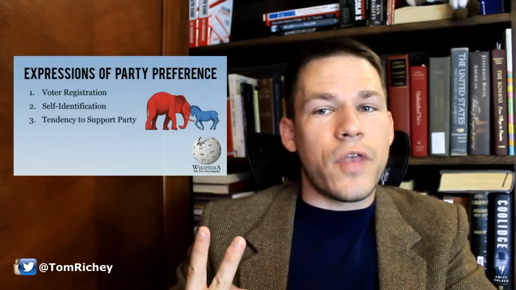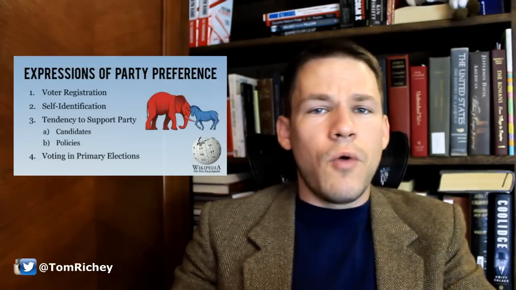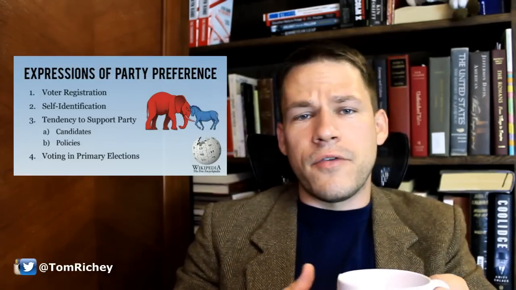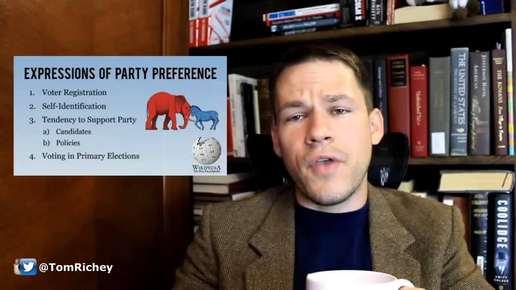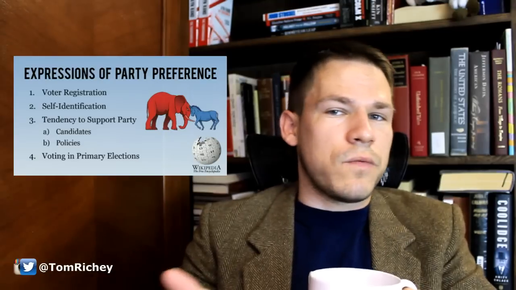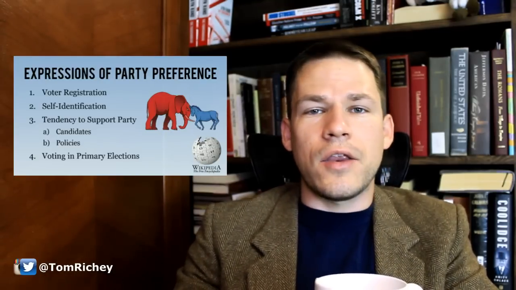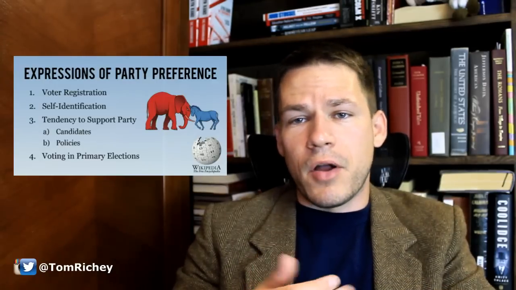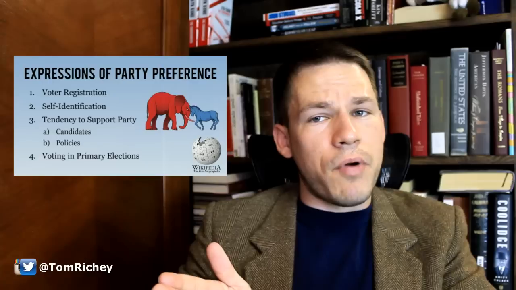Now, there are two ways that I can support a political party. I might support their candidates by and large, or I might support their policies. And then finally, another expression of party preference would be to vote in primary elections. Once again, South Carolina is a state that has an open primary system. Several other states have open primaries, and you don't register to be a part of a particular party, and you go to the polls and you say, I would like to vote in the Democratic primary, or I would like to vote in the Republican primary.